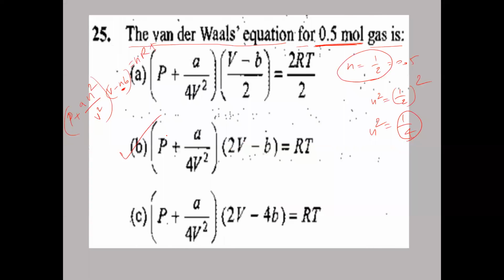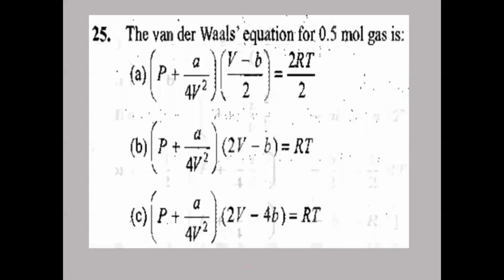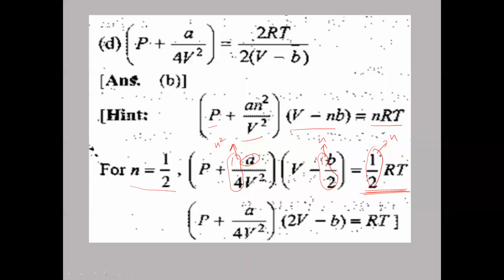Option, it will be this one. So once again, check all these things here. Not only this one, sometimes what will be asked is, if n equals 0.25 moles. 0.25 moles means what? 1 by 4. If n is equal to 1 by 4, then n square becomes what now? 1 by 4 whole square, that means 1 by 16. So n square will be 1 by 16 sometimes. Whatever is given, you see here.